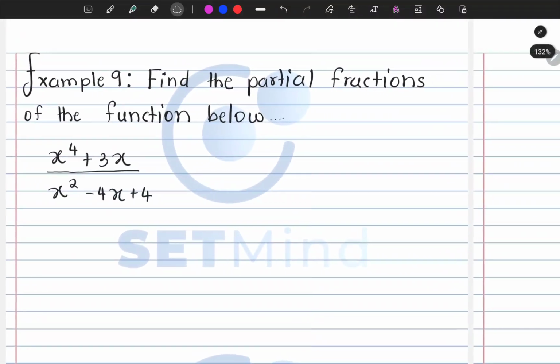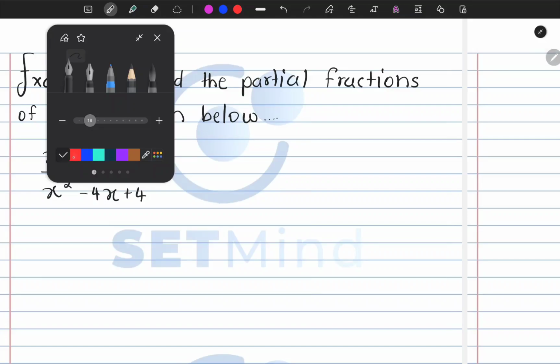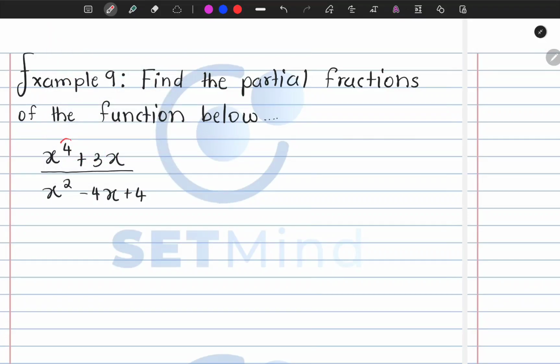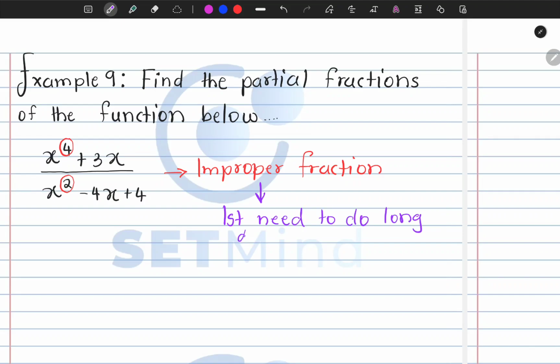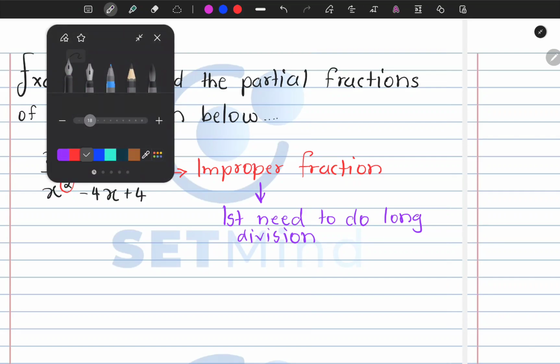Okay, so let's have a look at example number 9. On example number 9, you should see right away that the degree of the numerator is 4, but the degree of the denominator is 2. So from here, you should be able to note that what we have here is an improper fraction. And as previously noted on problem number 4, once you have an improper fraction, you first need to do long division, which is what we are going to quickly do now before we start doing our partial fractions.